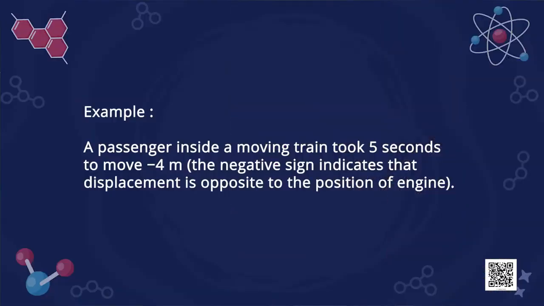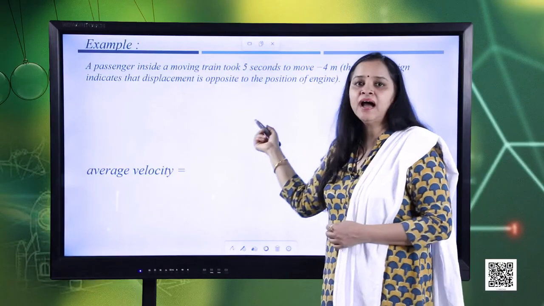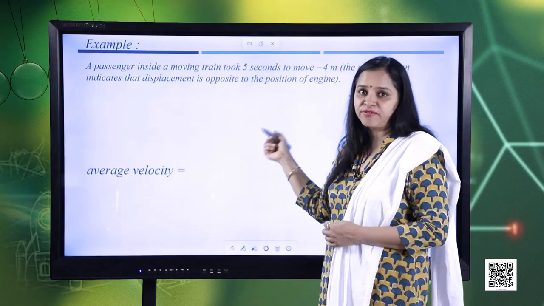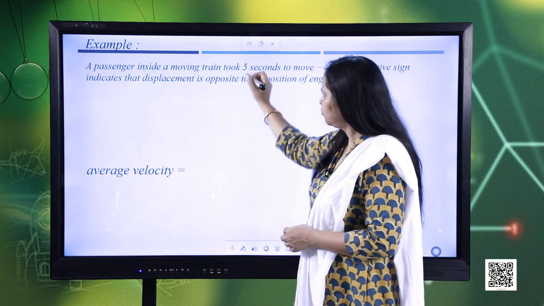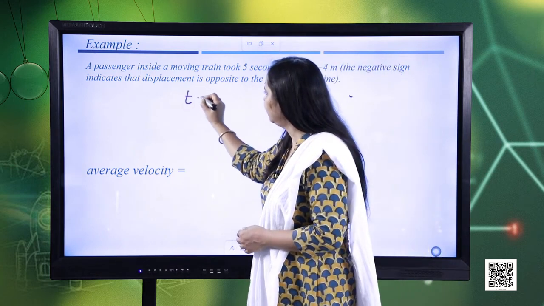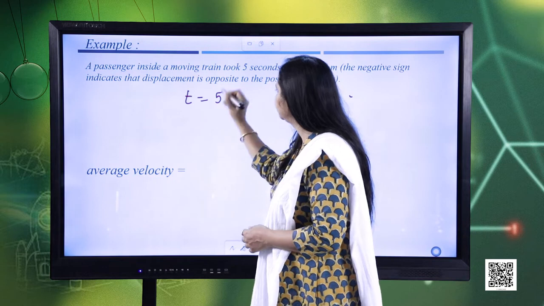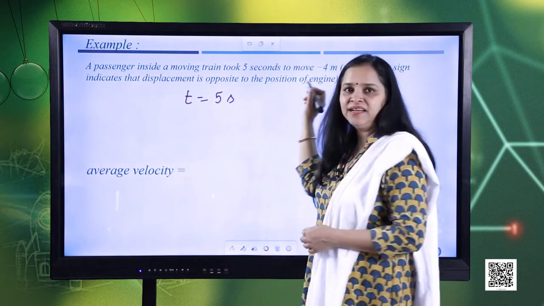Now let us consider an example. A passenger inside a moving train took 5 seconds to move minus 4 meters. The negative sign here indicates the displacement is opposite to the direction of the engine. How do we find his average velocity? He took 5 seconds, so time is given as 5 seconds, and he moves minus 4 meters.